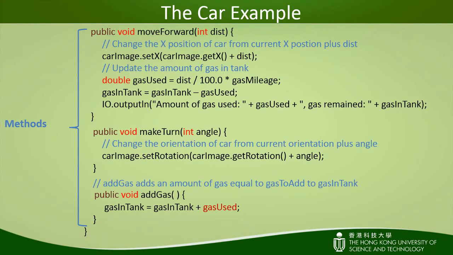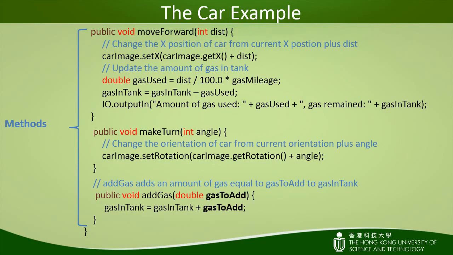If you think about it, move forward could be called many times. The variable gas used is used only as a temporary storage for a particular trip, and it will take on different values for other trips. In a way, it is just a short-term memory. We will come back to the scope rules in detail in the next lecture.